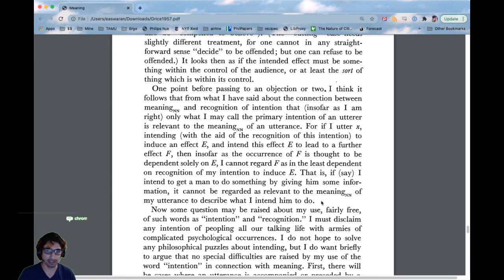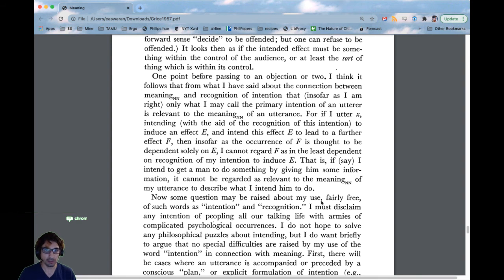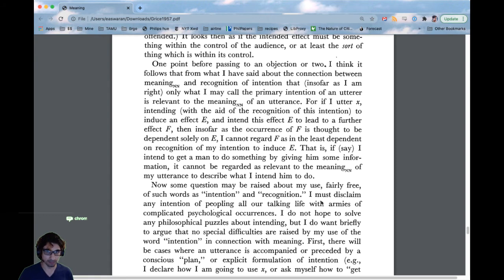One point before passing to an objection or two, I think it follows from what I have said about the connection between meaning and recognition of intention that, insofar as I'm right, only what I may call the primary intention of an utterer is relevant to the meaning of an utterance. For if I utter X, intending, with the aid of the recognition of this intention, to induce an effect E, and then intend this effect E to lead to a further effect F, then insofar as the occurrence of F is thought to be dependent solely on E, I cannot regard F as in the least dependent on recognition of my intention to induce E.